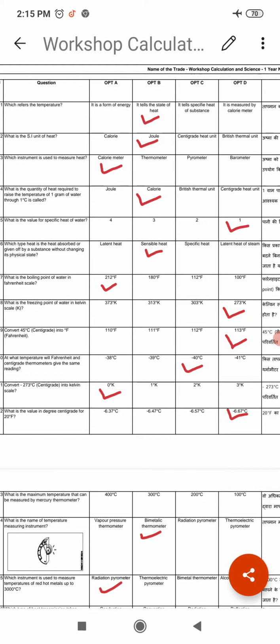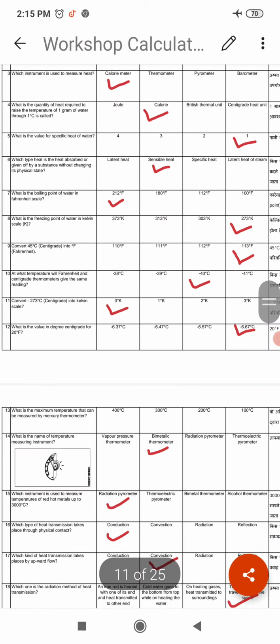Convert 273 degree centigrade into Kelvin scale. It's 0 degree Kelvin. What is the value of degree centigrade for 20 degree Fahrenheit? It's minus 6.67 degree Celsius.